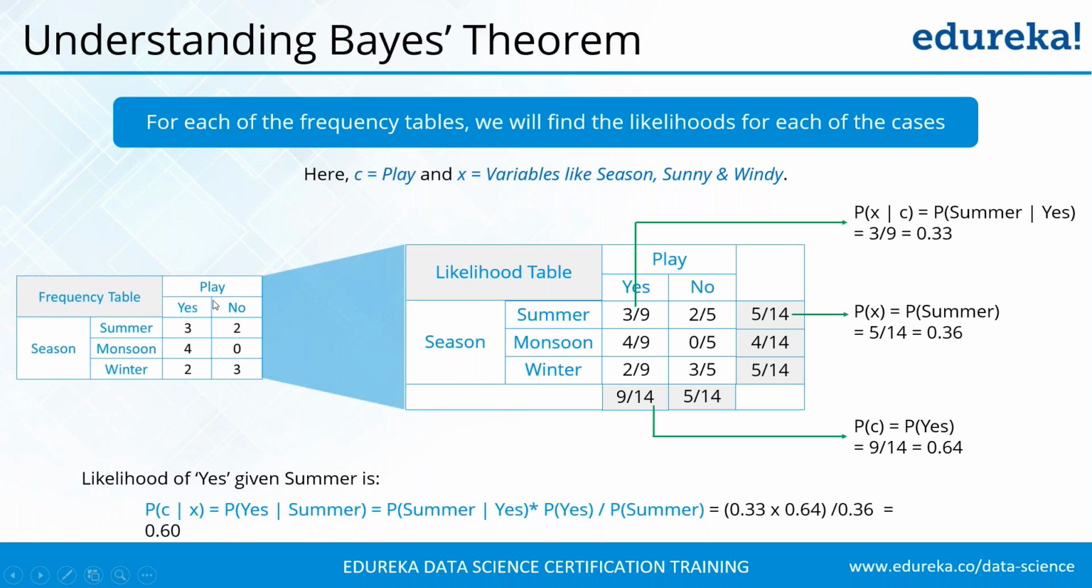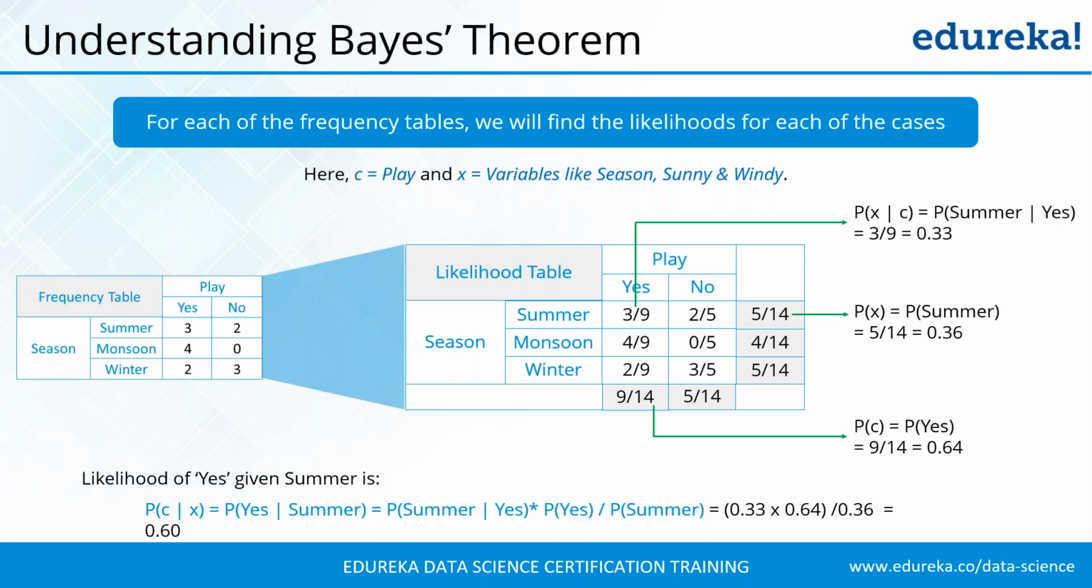You have a match either played or not. So if I count all the matches which were played, which is this column, irrespective of which season it is, that's 3 plus 4 plus 2 here. There were a total of 9 matches which were played out of the 14 observations given to us. And then there are these 2 plus 3, which is 5 matches where it was not played, irrespective of which season it was.